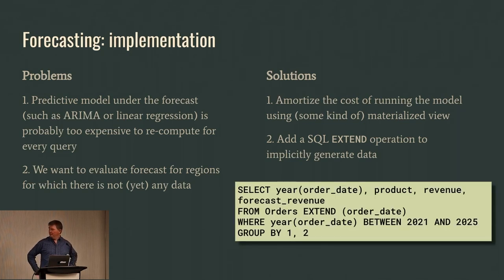So to do this, we add an extend operator that basically sees that they're asking for data between 2021 and 2025 and will just generate some empty group by records, so that a record will appear in 2025 and the forecast revenue calculation can kick in. The revenue is obviously going to be null or zero or something because there's no data. But this extend operator allows me to apply this to values that don't exist.